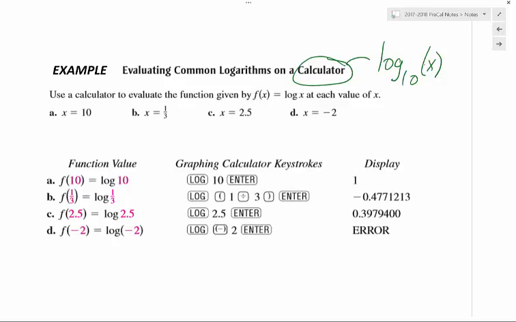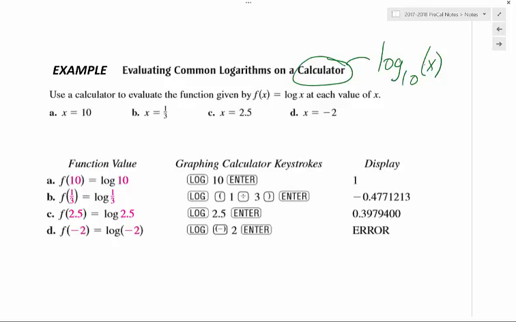Log base 10 of 10, log of 1/3, log of 2.5, and log of negative 2. So I would come to the calculator and literally type in log 10, enter, and it would give me 1. Then log, and in parentheses 1 over 3, and enter. Then log 2.5, enter. Log negative 2, enter. Notice with negative 2, it gives me an error.